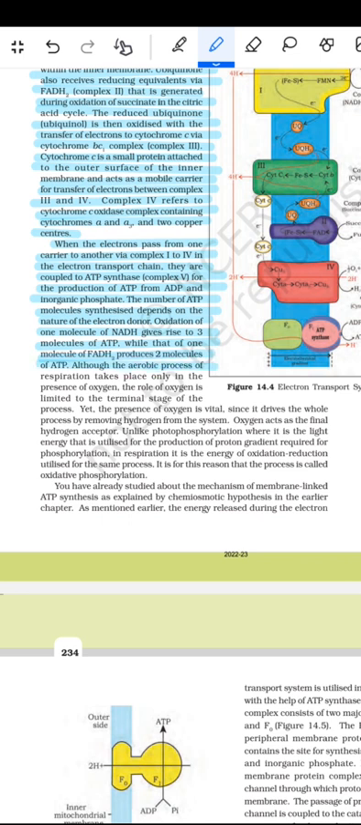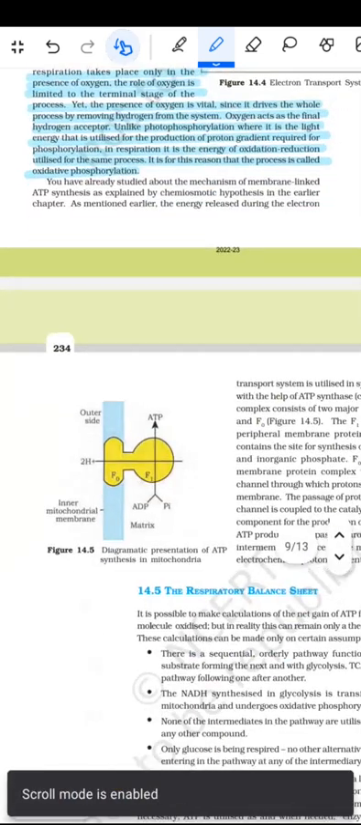Although the aerobic process of respiration takes place only in the presence of oxygen, the role of oxygen is limited to the terminal stage of the process. Yet the presence of oxygen is vital since it drives the whole process by removing hydrogen from the system. Oxygen acts as the final hydrogen acceptor. Unlike photophosphorylation, where it is the light energy that is utilized for the production of the proton gradient required for the phosphorylation, in respiration it is the energy of oxidation-reduction utilized for the same process. It is for this reason that the process is called oxidative phosphorylation.